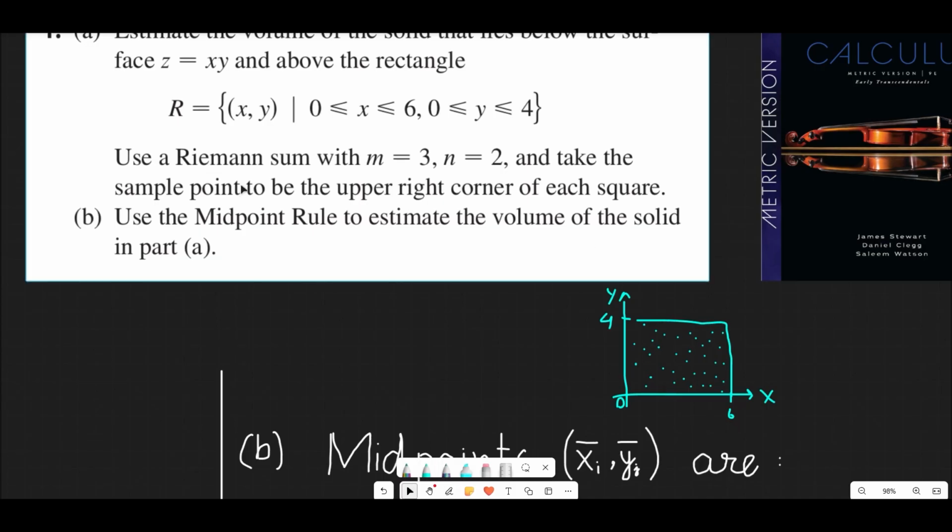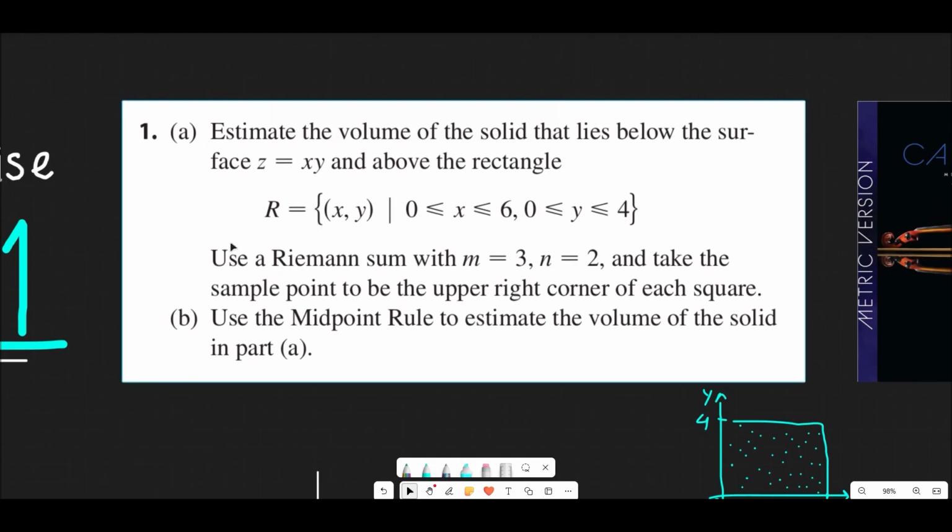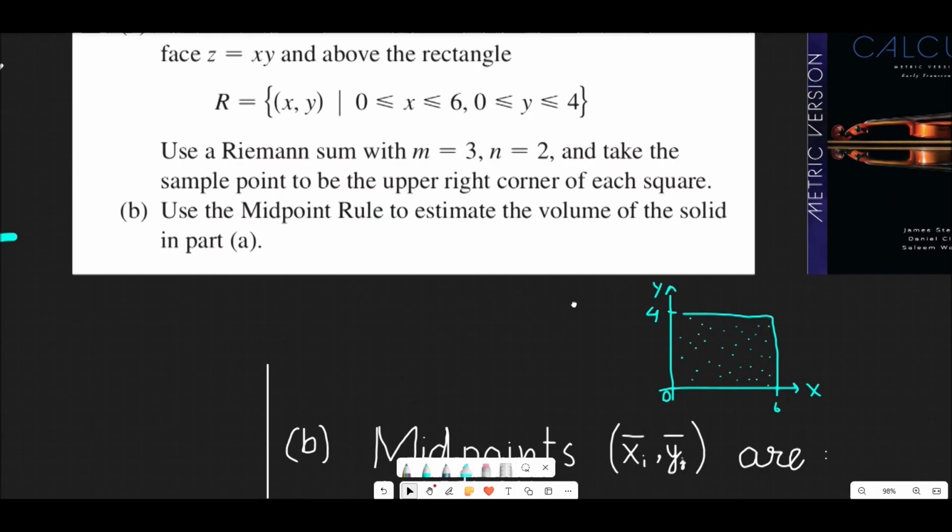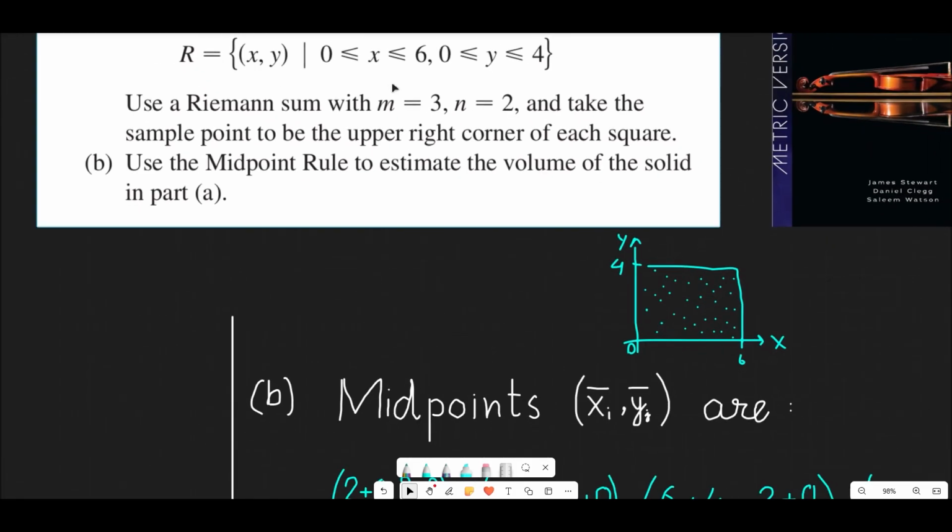Next, the question says, use the Riemann sum with m equal to 3 and n equal to 2. These two are the number of intervals. m equal to 3 is the number of intervals for the x-axis, and n equal to 2 is the number of intervals for the y-axis. And take the sample points to be the upper right corner of each square.